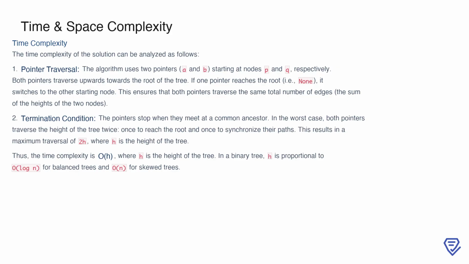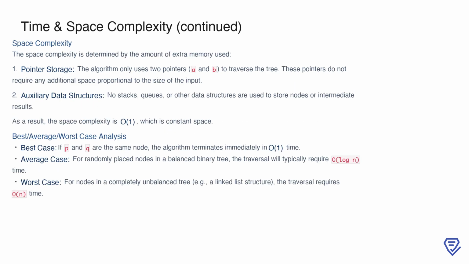In the worst-case scenario, each pointer may traverse the height of the tree twice, once to reach the root and once to align their paths. Therefore, the maximum traversal is 2h, where h represents the height of the tree. This makes the time complexity O(h). For a balanced binary tree, h is approximately O(log n), while for a skewed tree, it can be as large as O(n). Now, let's discuss the space complexity.